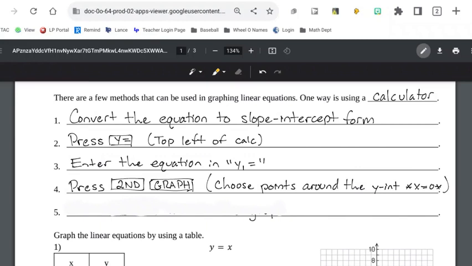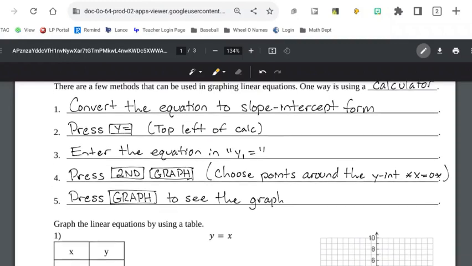You're going to choose points around the y-intercept. And that y-intercept, remember, is when x equals 0. So you're going to go searching for that point. When x equals 0, you're going to choose points around it. And then step 5, you're going to press graph to see the graph and just see what it looks like. Make sure it matches the graph that you graphed.